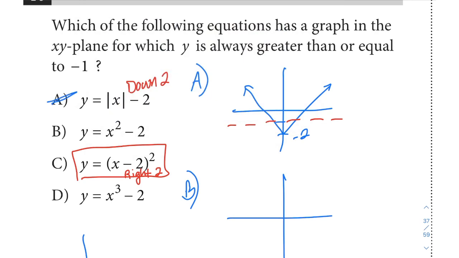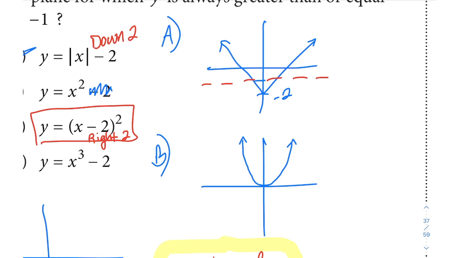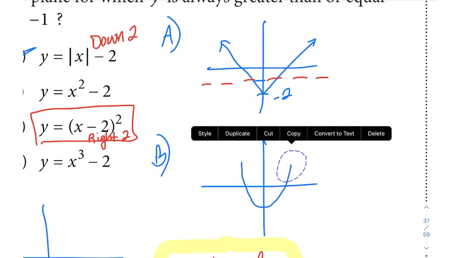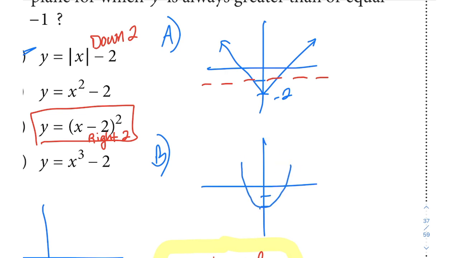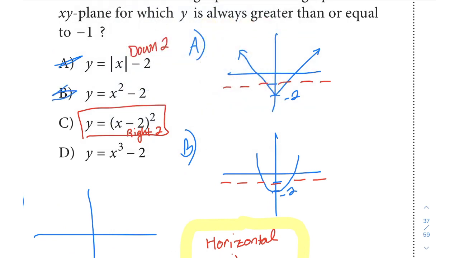Now let's try B. Again, it's important to know our parent functions. So y equals x squared is a graph we should memorize. And that's going to be a parabola that has its vertex right at the origin. So that would look just like that without the -2. And now when we factor in the -2, let's see how that's going to change our graph. Basically, what it's going to do is shift our graph down 2 units, kind of like what we saw in answer choice A. So this vertex now would be at -2. And if we draw in our horizontal line at y equals -1, we can see that this graph also drops below that point. So we can go ahead and eliminate answer choice B.